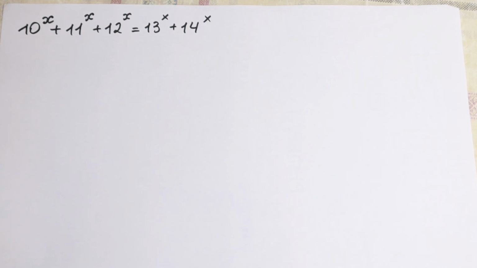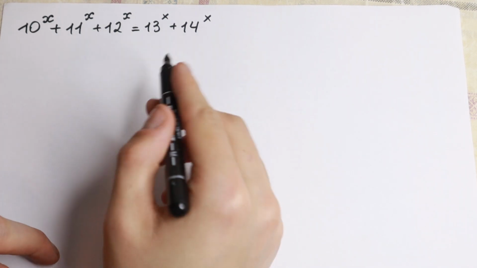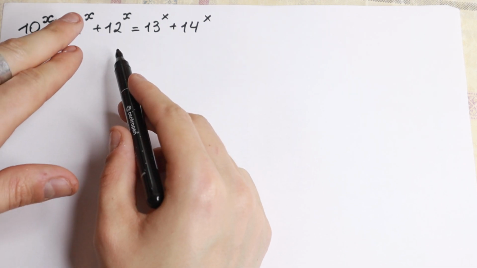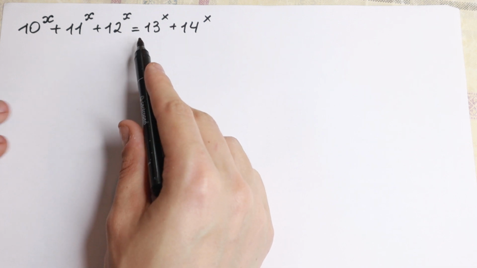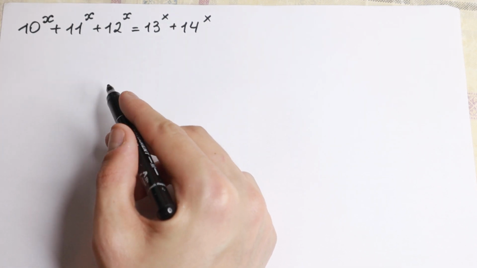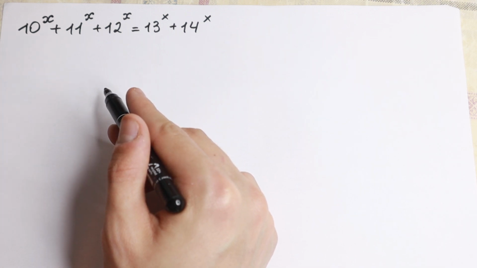Hello everyone, in this video we are going to solve this interesting algebra problem. We have a really good exponential equation: 10^x + 11^x + 12^x = 13^x + 14^x, and of course we need to solve it. I'm going to show you my approach, how I see a solution to this problem.